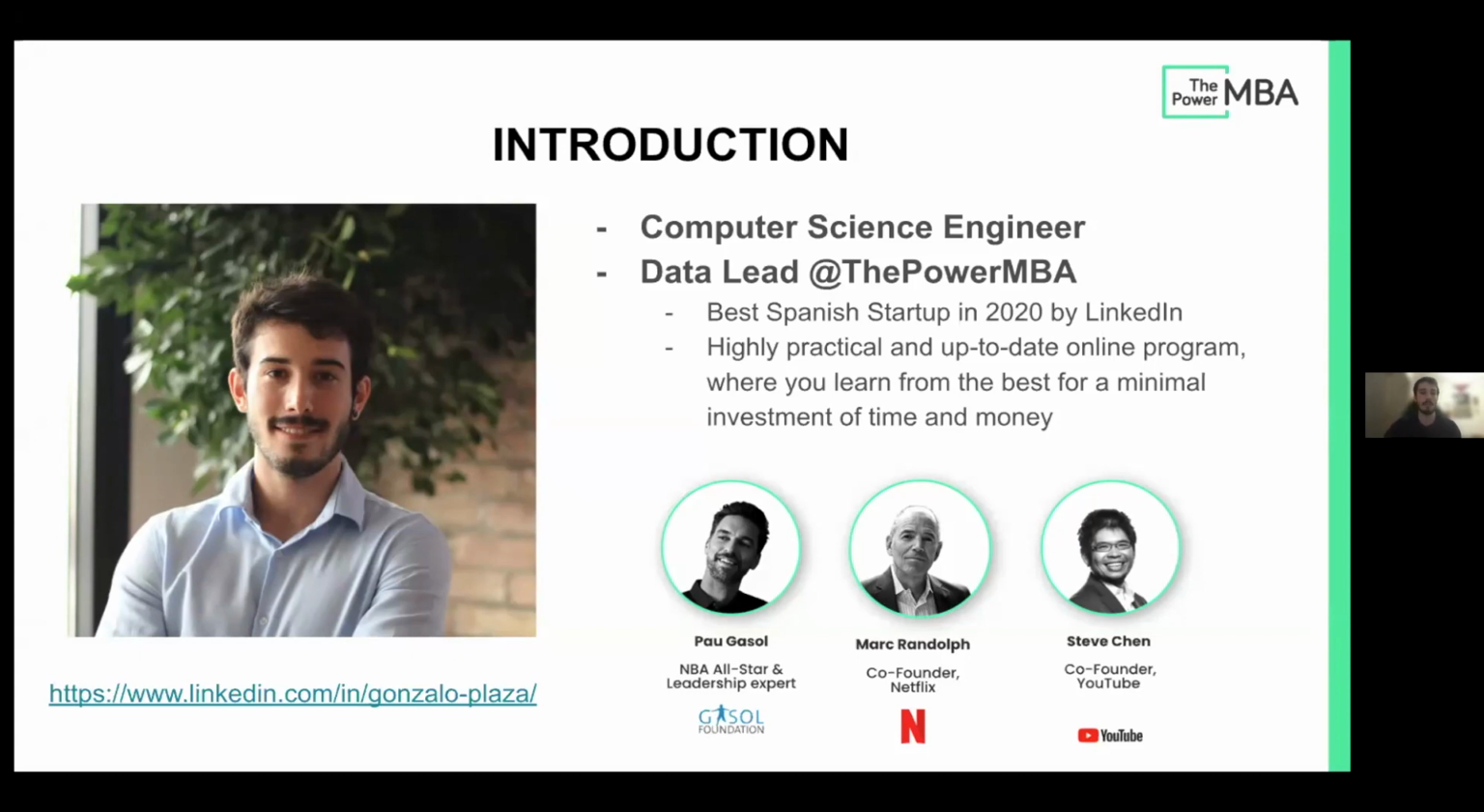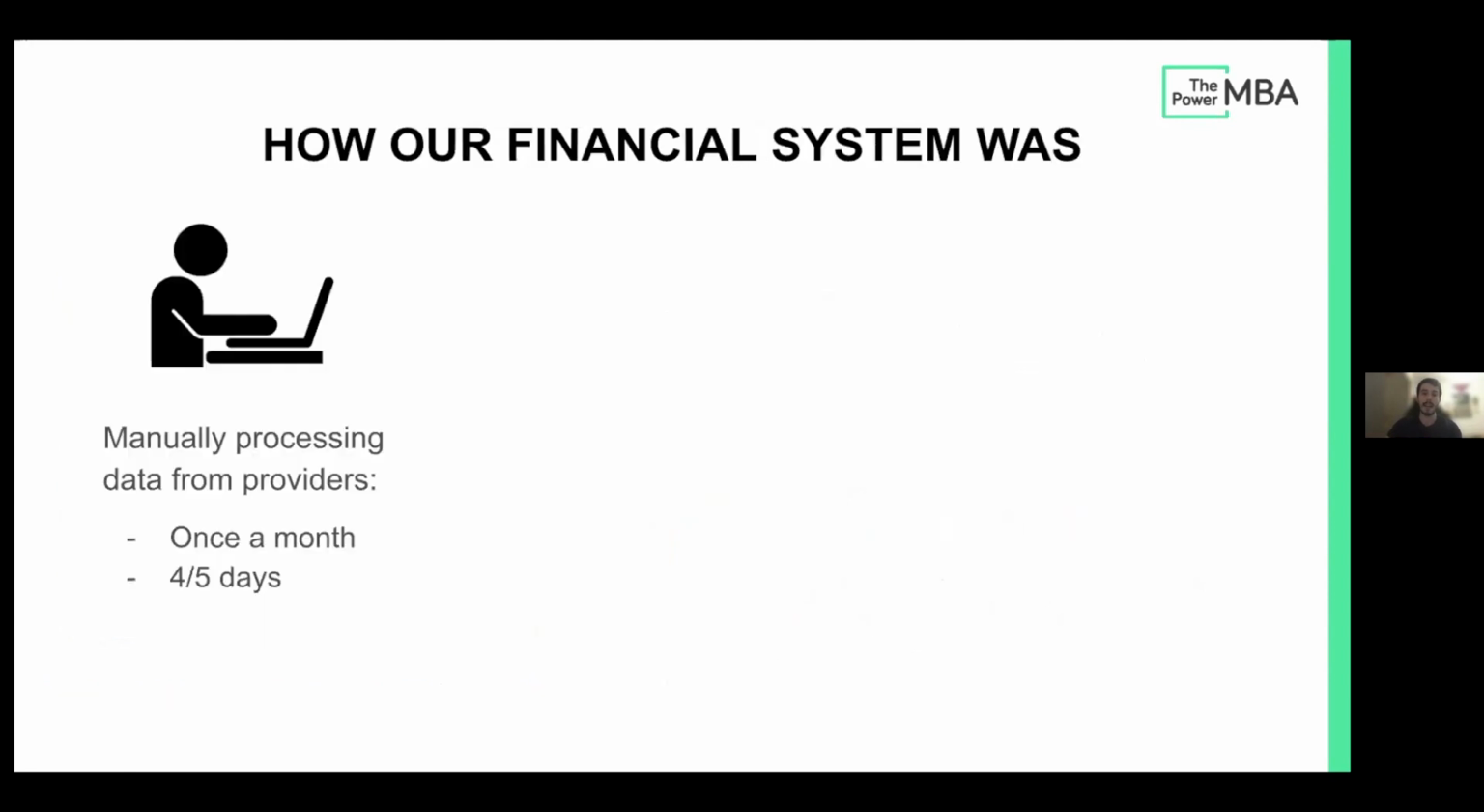So basically, you can buy an MBA, a master's degree, and you can have some of the best teachers of the world. For example, the co-founder of Netflix, Mark Randolph, the co-founder of YouTube, Steve Chen, or even the Spanish NBA superstar Pau Gasol. So this is the PowerMBA, and I'm going to explain the problem that we had.